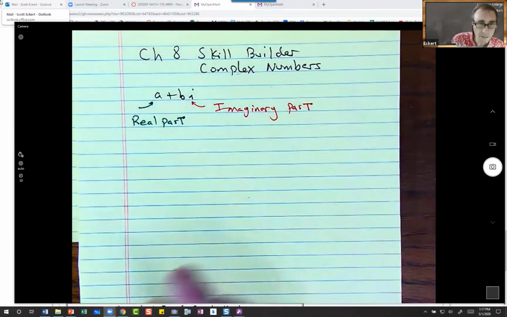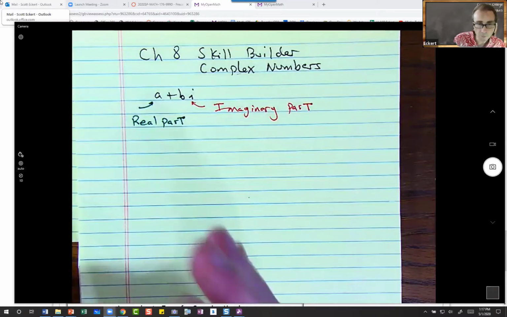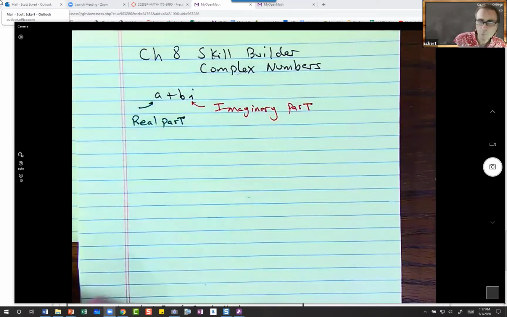Now, I want you to be able to take these kinds of numbers and add them, subtract them, multiply them, and divide them. Well, we're not going to do too much with dividing them. We're going to add, subtract, and multiply them.